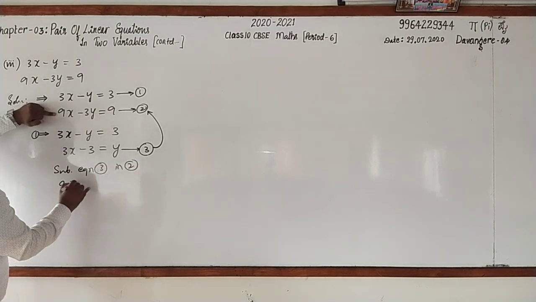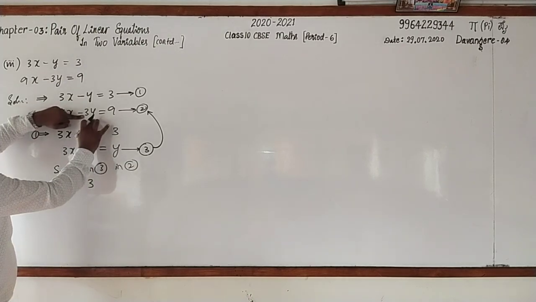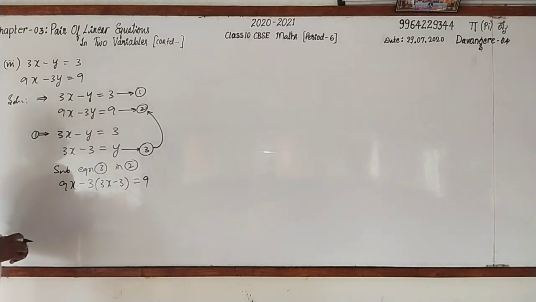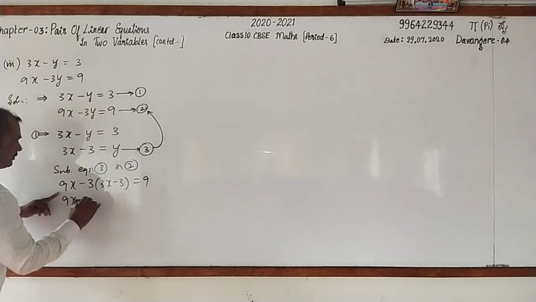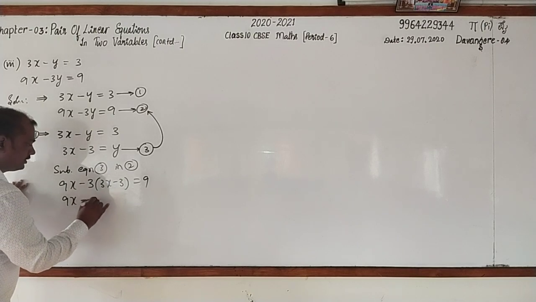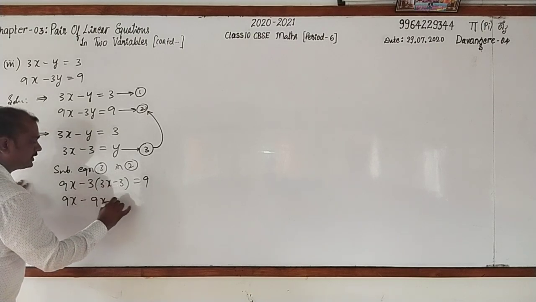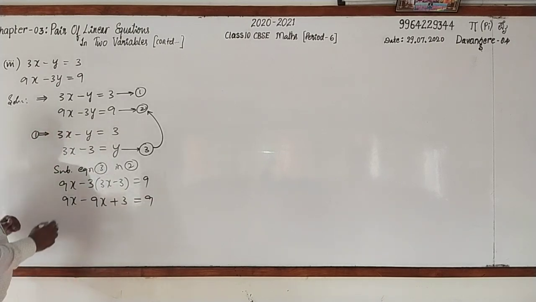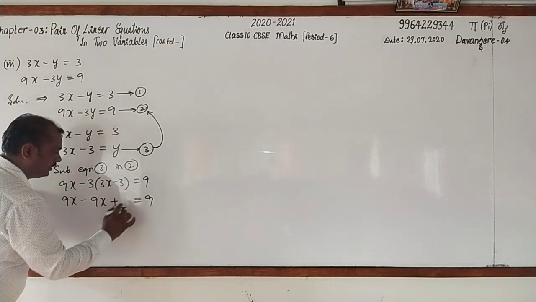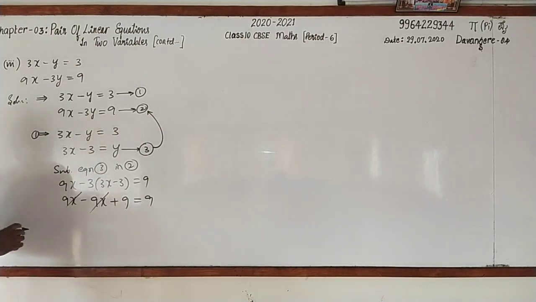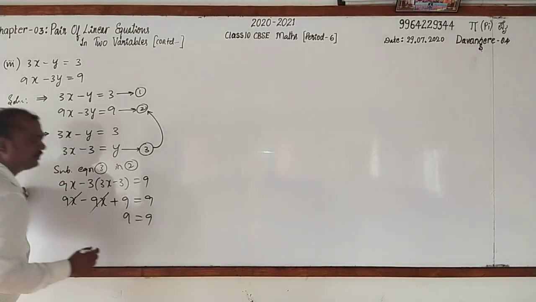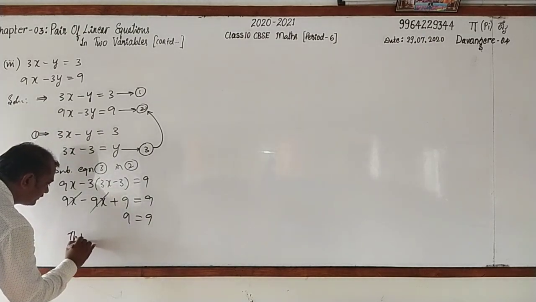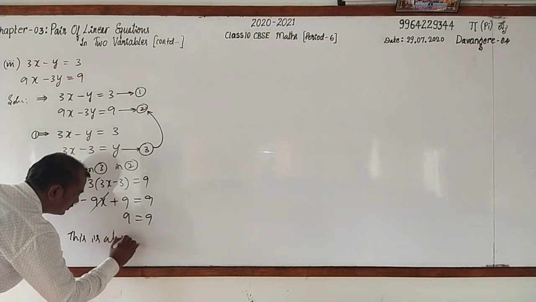Then 9x minus 3 into, what is y? y is 3x minus 3. This is equal to 9. 9x minus 3 3s are 9. 9x minus into minus plus 3. It is equal to 9. 3 3s are here 9. Minus 9x plus 9x get cancelled. 9 is equal to 9. Of course, 9 is always 9. Hence, this is always true.